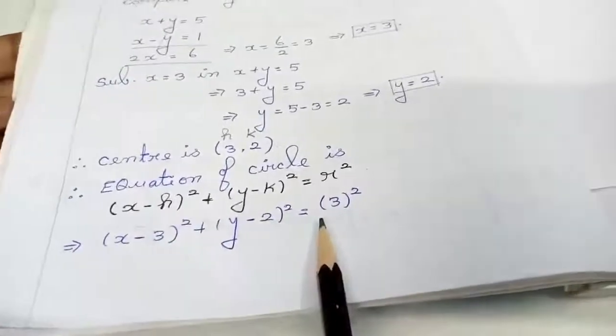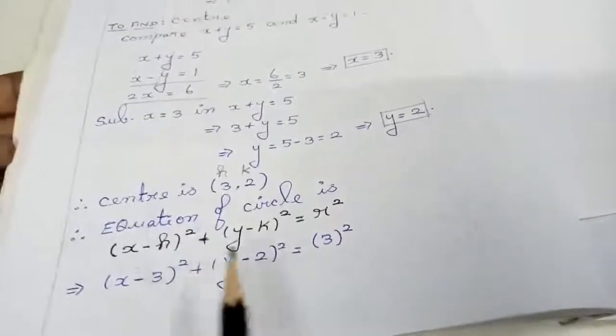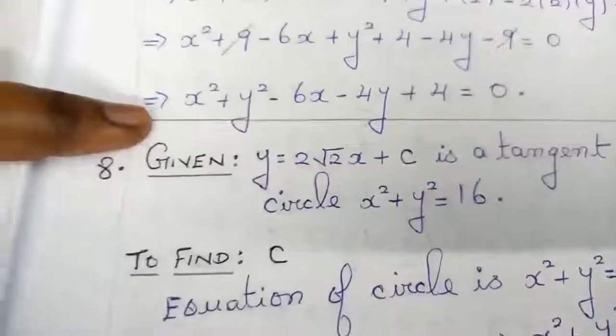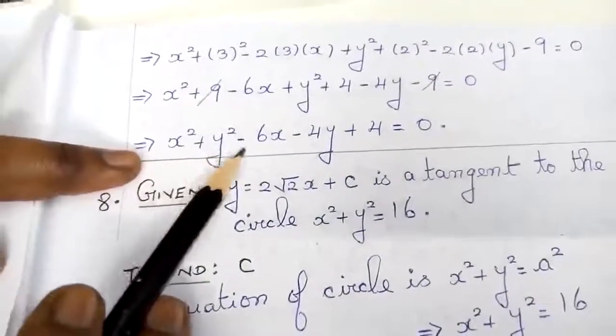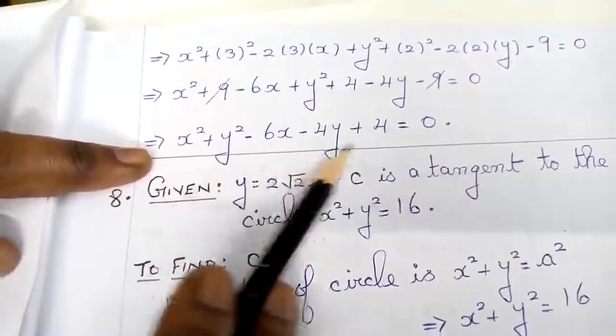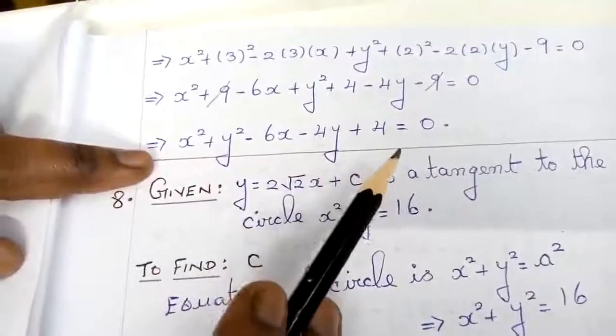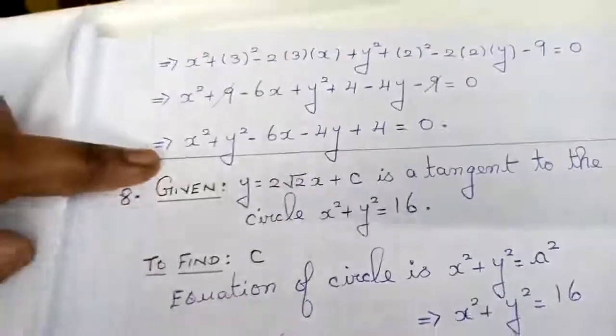You can stop up to this point, or if you want, you can simplify the equation. After the final simplification, you will get the answer as x square plus y square minus 6x minus 4y plus 4 equal to 0. That is going to be your final answer.